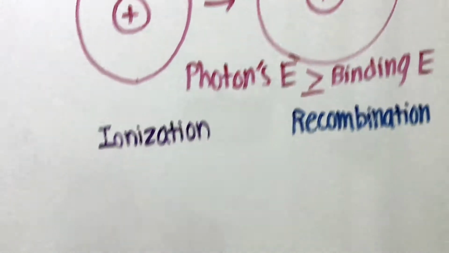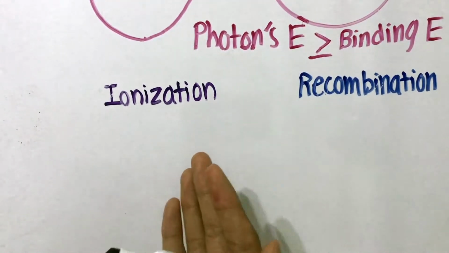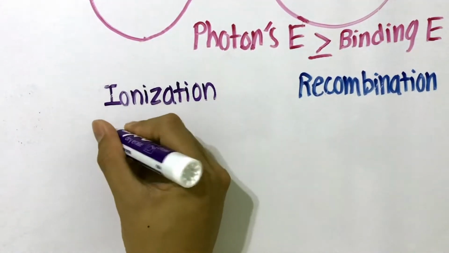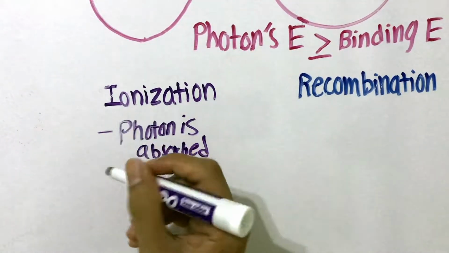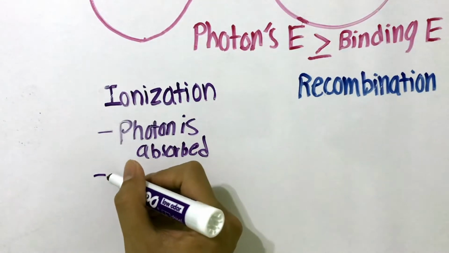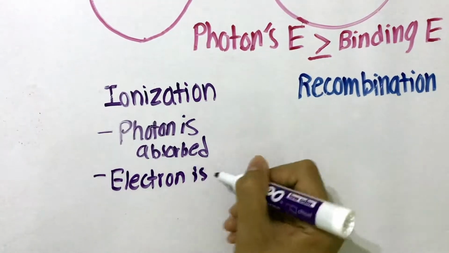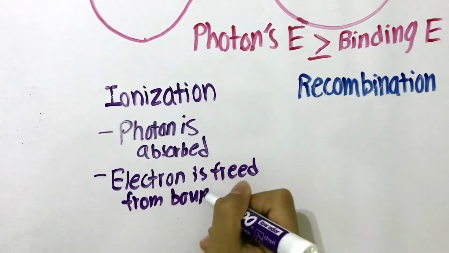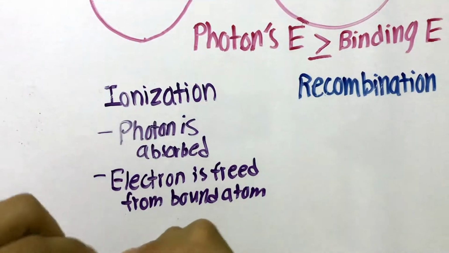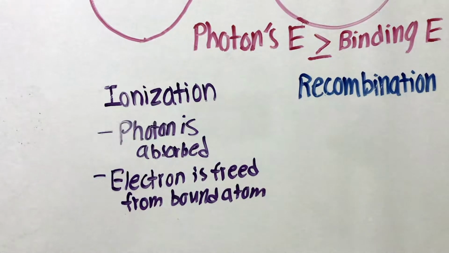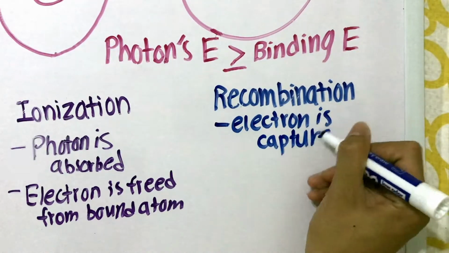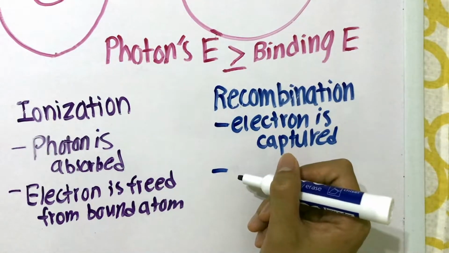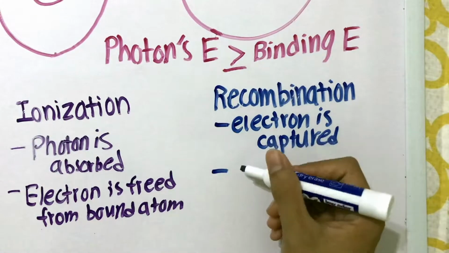Now let's move on and define ionization. When an electron is ionized, we mean that a photon is absorbed. Also, the electron is freed from the bound atom. For recombination, we mean almost the opposite. In recombination, the electron is captured, and photons are emitted as electrons fall down to lower levels.